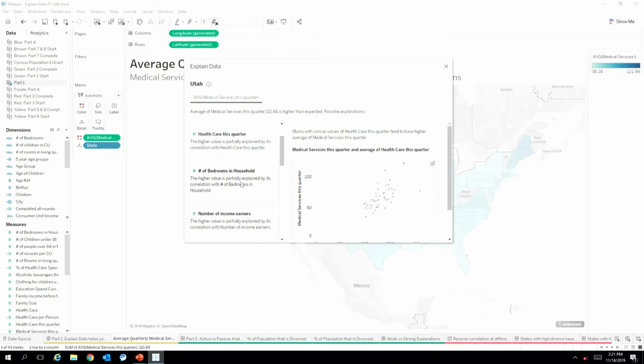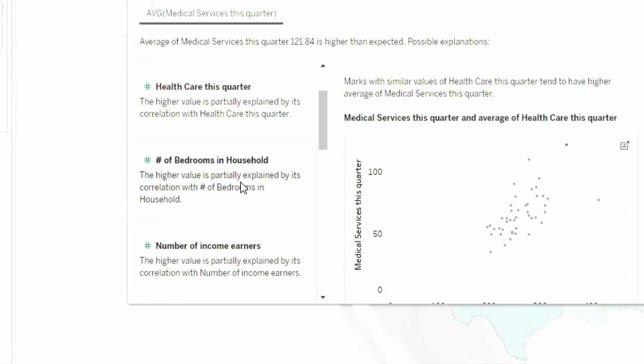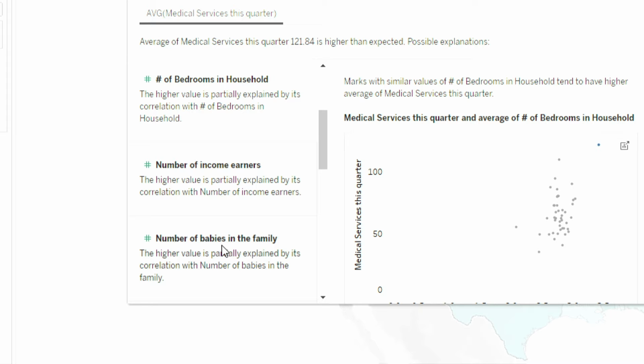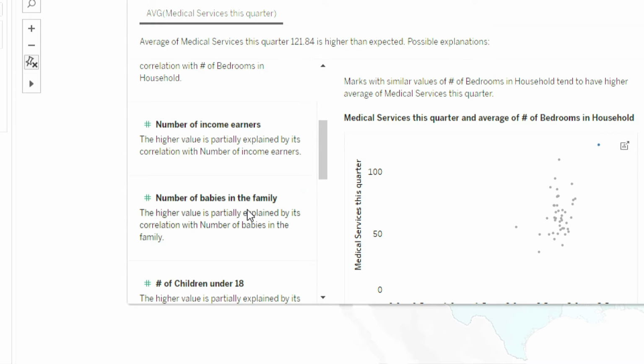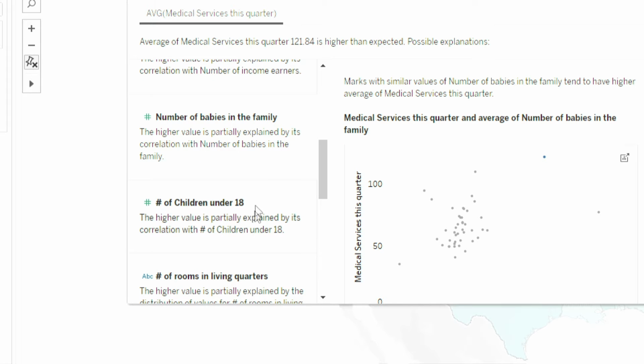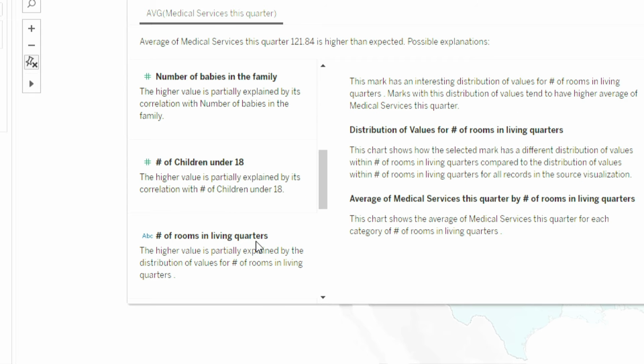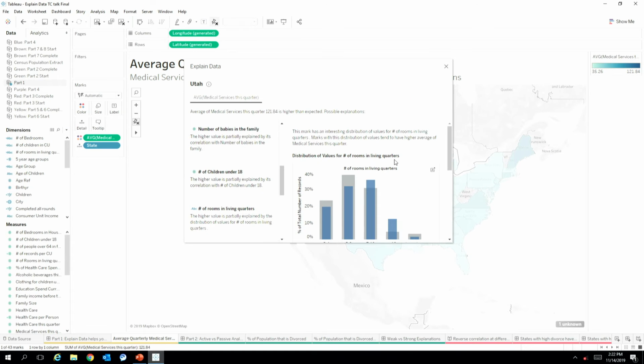You'll see that there's this explanation here for number of bedrooms in the household. And so as I select it, I can see that relationship, the number of income earners, the number of babies in the family, the number of children under 18, and the number of rooms in the living quarters. So let me just click on this one here. I'll zoom out and just take a look at this.